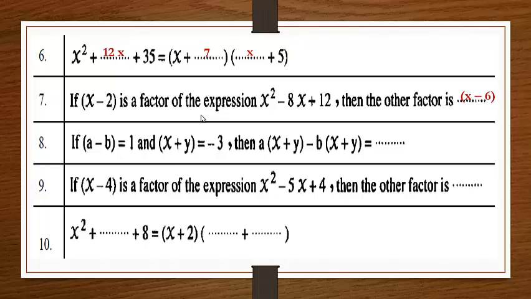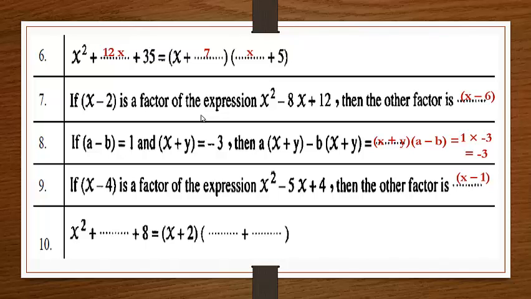If a minus b equals 1 and x plus y equals negative 3, then a times x plus y minus b times x plus y equals, by taking x plus y as a common factor, we get a minus b times x plus y. So 1 times negative 3 equals negative 3. If x minus 4 is a factor of the expression x power 2 minus 5x plus 4, then the other factor will be x minus 1.